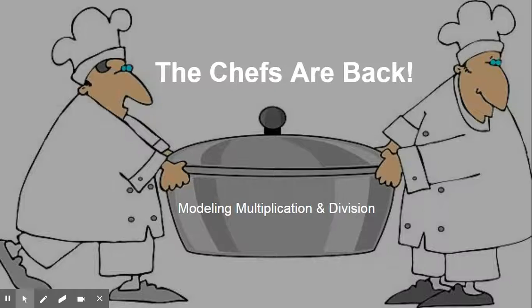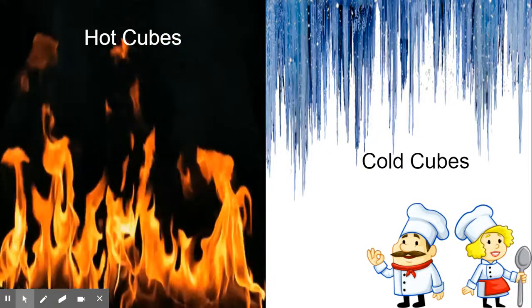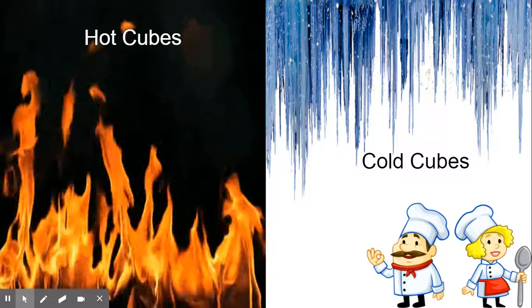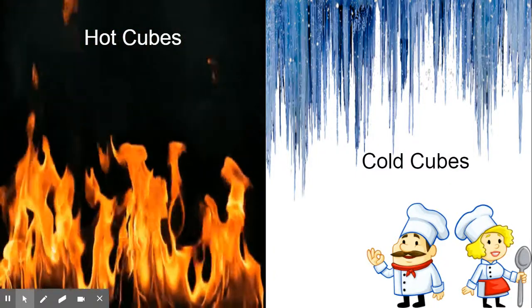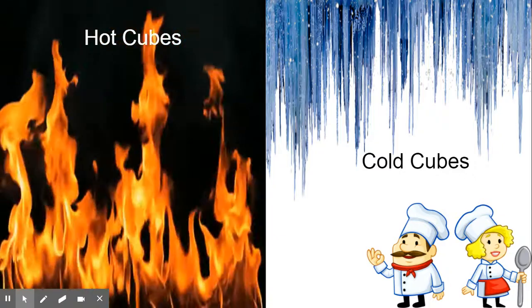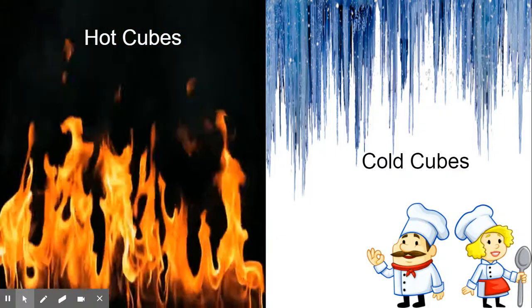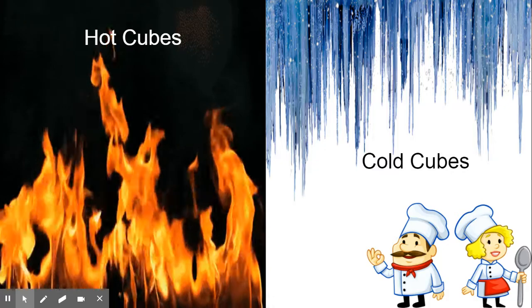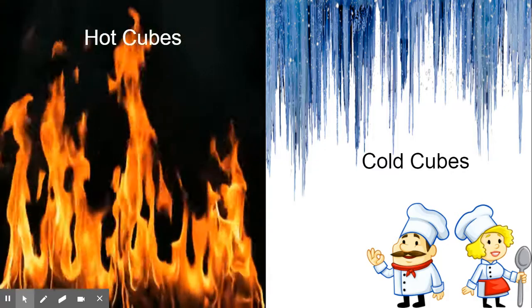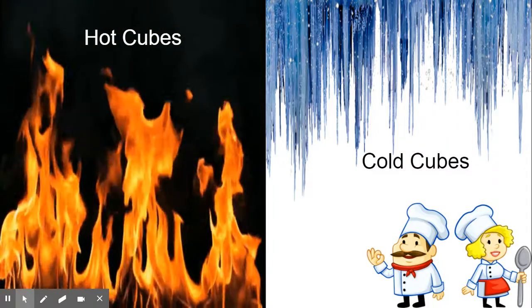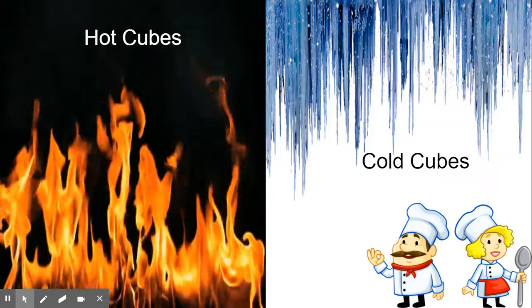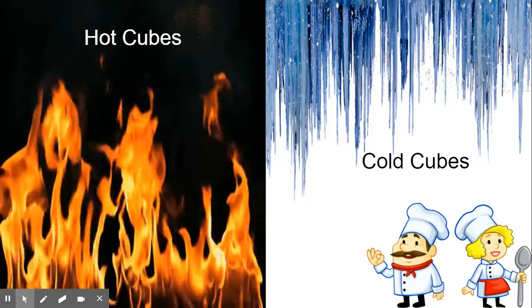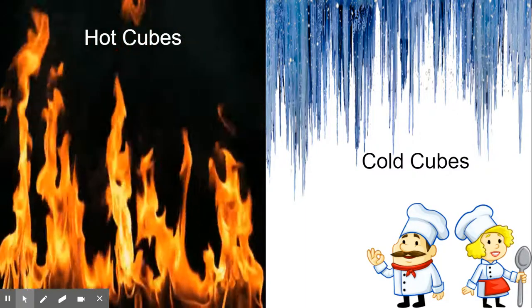The chefs are back. They've got their hot and cold cubes to adjust the temperature of their perfect magic soup. They've been adding one hot cube to make the soup warmer, or one cold cube to make the soup colder. You probably remember they also remove cubes to change the temperature of the soup. If you remove a hot cube, the soup will get colder. If you remove a cold cube, the soup will get warmer.